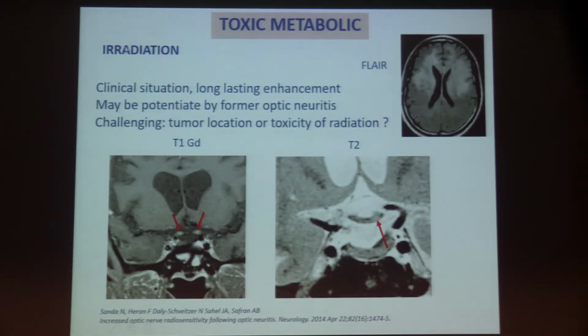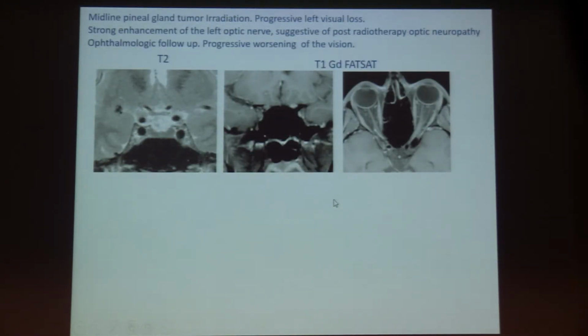For toxic metabolic causes, think of irradiation. Irradiation can impair the optic nerve and optic chiasm, less and less, because now they are very organized, and the location of the irradiation tries to avoid the optic pathway. But sometimes you'll see complications of this treatment, and as this is a vasculitis, you have long-lasting enhancement and hypersignal on T2 image. The main problem is that when you have a patient that has been irradiated and there is something wrong in the irradiation field, is it a relapse or is it a toxicity of the radiation?